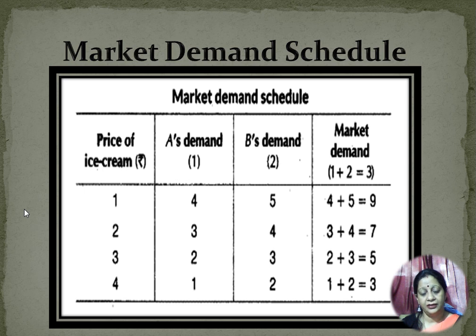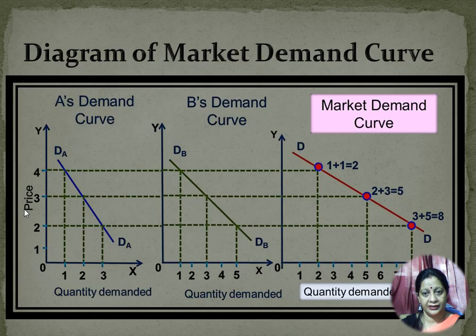That means, adding column 1 and column 2, 4 plus 5 is equal to 9, 3 plus 4 equals 7, 2 plus 3 equals 5, and 1 plus 2 equals 3. So the final figure which you get after adding A's demand and B's demand is known as the market demand. Now we can see how this market demand schedule can be represented graphically.